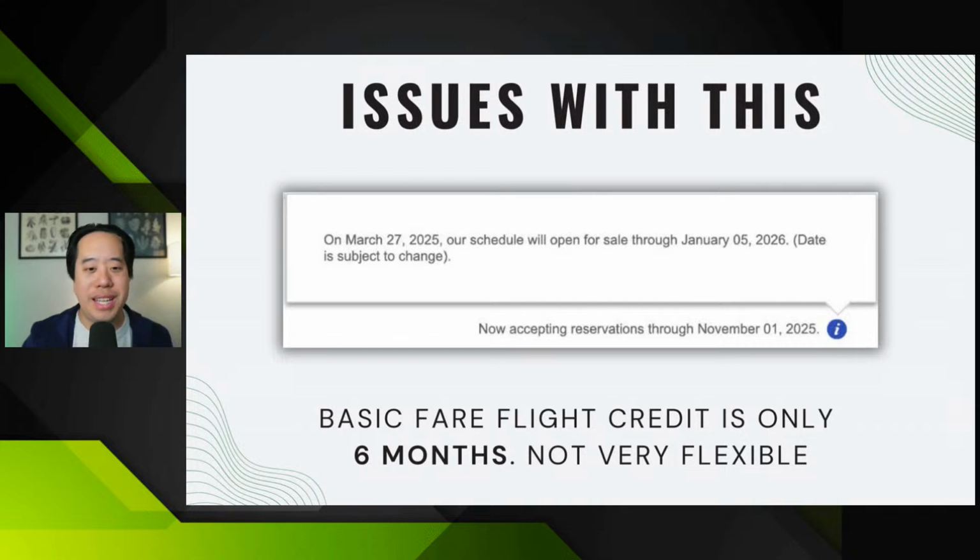Some of the issues with this are that Southwest actually opens their flights for a long period of time. Right now, the reservations are open through November 1st. I think they opened that around early February, so you had about a 9-month window to book flights. Some people, like myself, will book flights all the way out to November 1st. But if you book it on basic economy, now you only have 6 months to use that flight credit. If you book it in February, even if you rebooked in October, that flight credit wouldn't even work anymore. So that's a huge problem. But you can also see that, like I said before, it's not a very flexible situation with this basic fare.